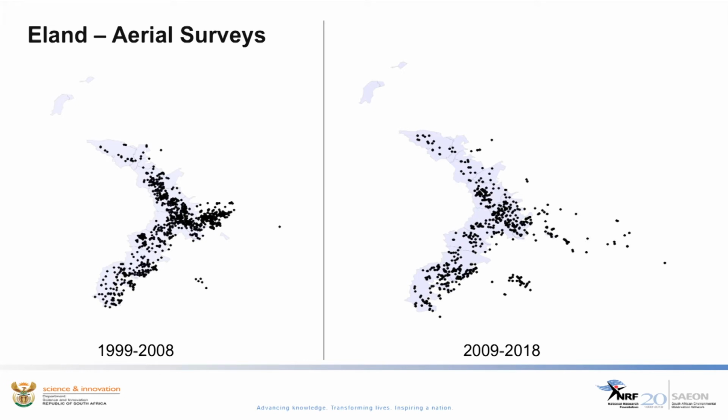Aerial surveys show increased movement onto farmlands outside of the protected area, and this may explain the decrease in distribution within the park in recent years. However, it does not account for the declining numbers, as eland in the farmlands are also still included in the annual aerial counts.